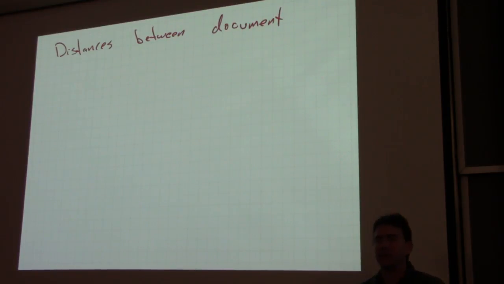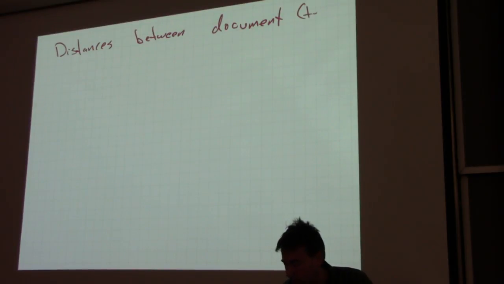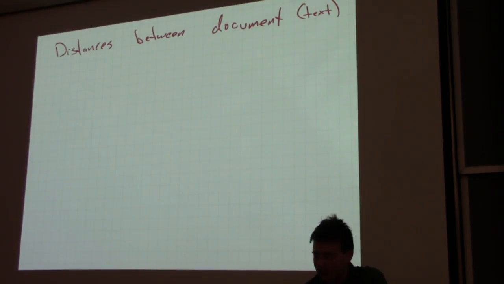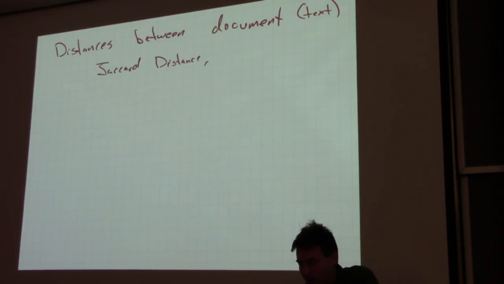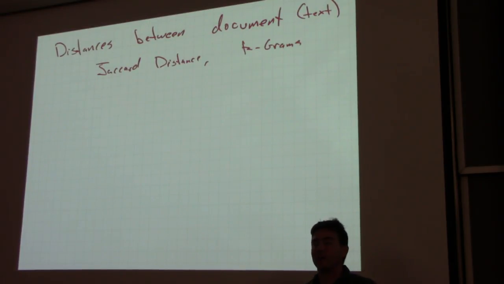We want to start talking about distances between documents. Think of these as text documents. The specific way we'll approach this is a distance called the Jaccard distance, and we'll use a technique called k-grams to take our text documents and turn them into something we can compute a distance of.